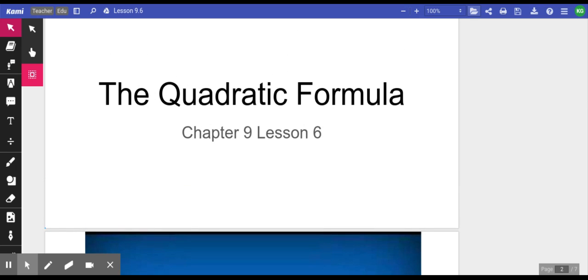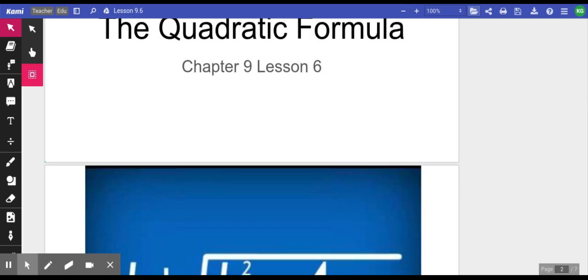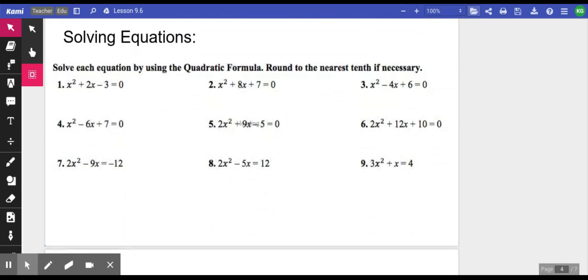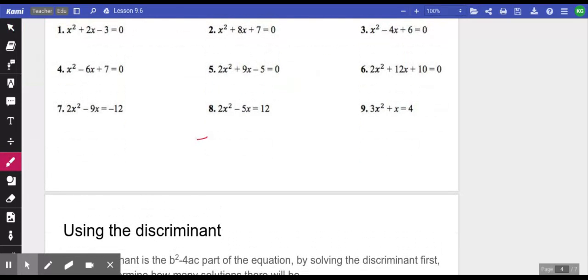Chapter 9, Lesson 6 is the quadratic formula. So the quadratic formula is the opposite of b plus or minus the square root of b squared minus 4 times a times c, all over 2 times a.